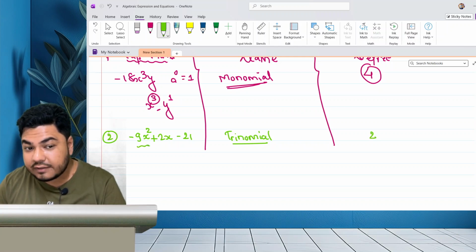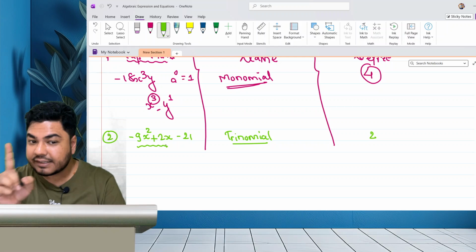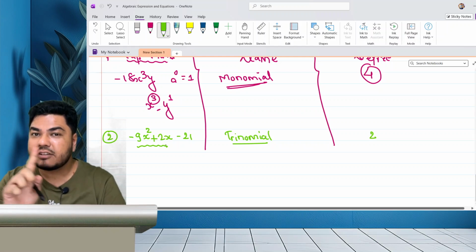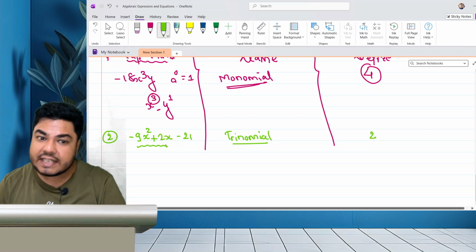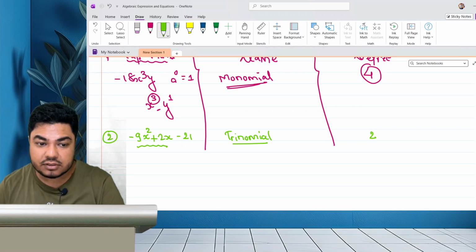Here we will not be able to add the exponents because in between we are not having multiplication. It is separated by addition. So in that case, we cannot add the powers.